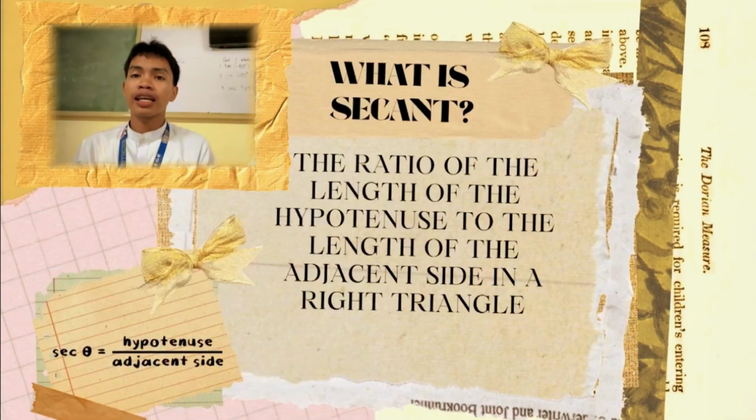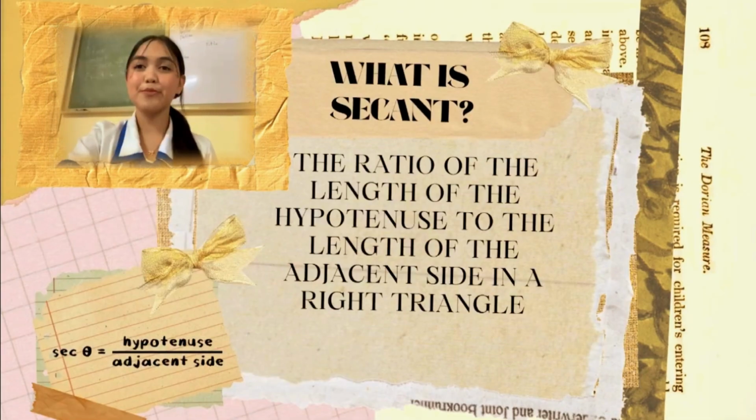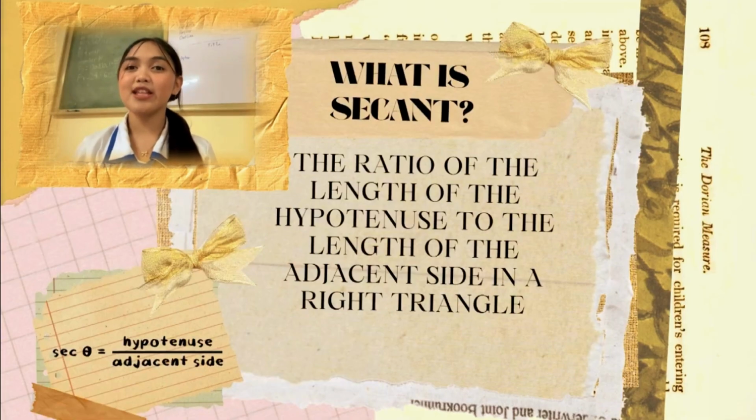The secant, or sec theta, is the reciprocal of cosine. That means sec theta equals hypotenuse divided by adjacent. It reminds us that sometimes we need to look beyond what's near us, like how our faith extends beyond what we can see.